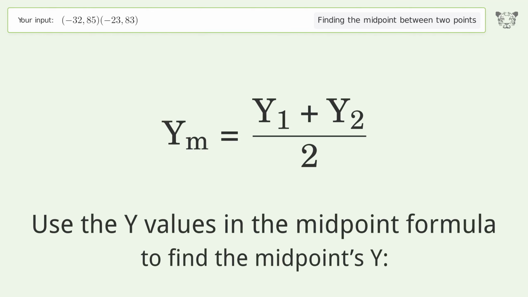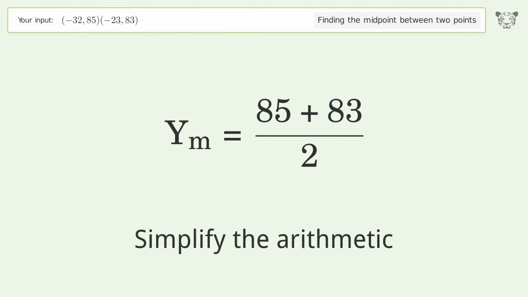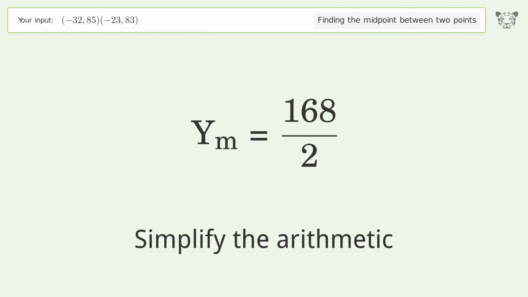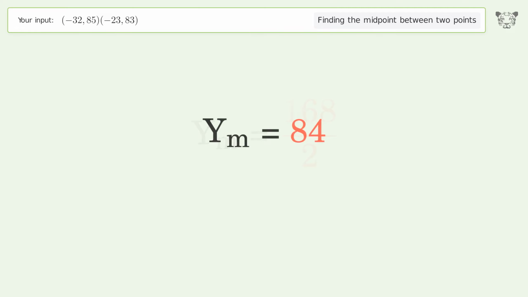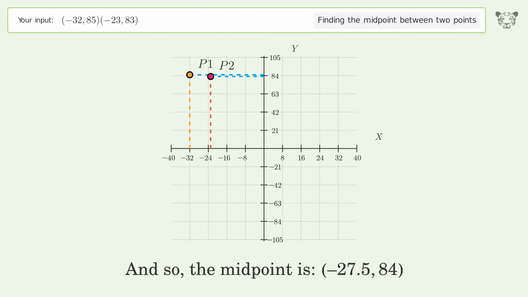Use the y values in the midpoint formula to find the midpoint's y. y1 equals 85. y2 equals 83. Simplify the arithmetic. And so, the midpoint is negative 27.5, 84.